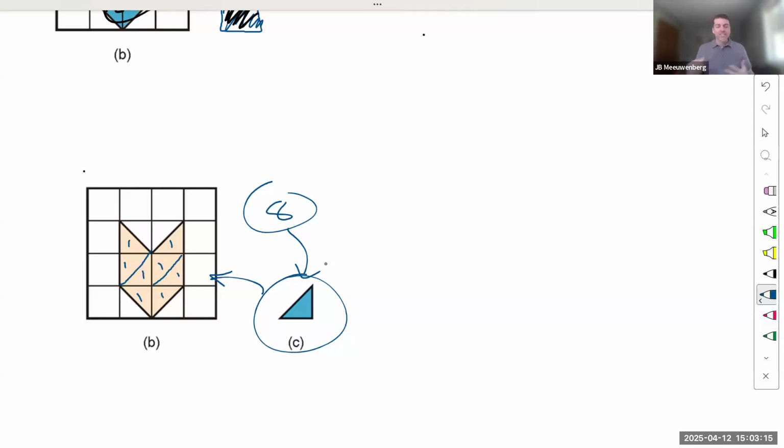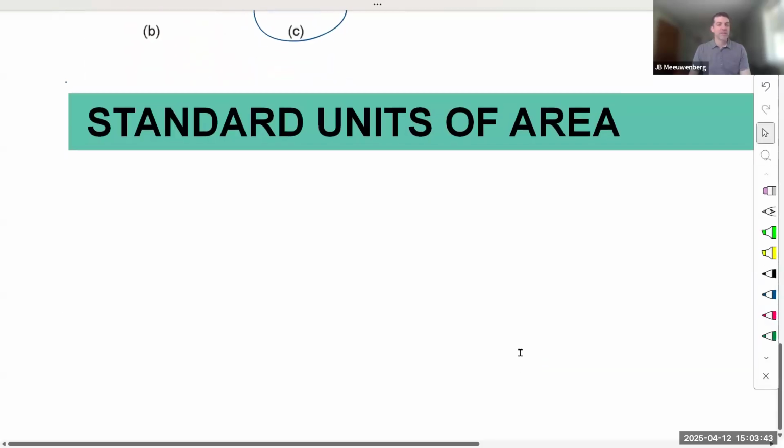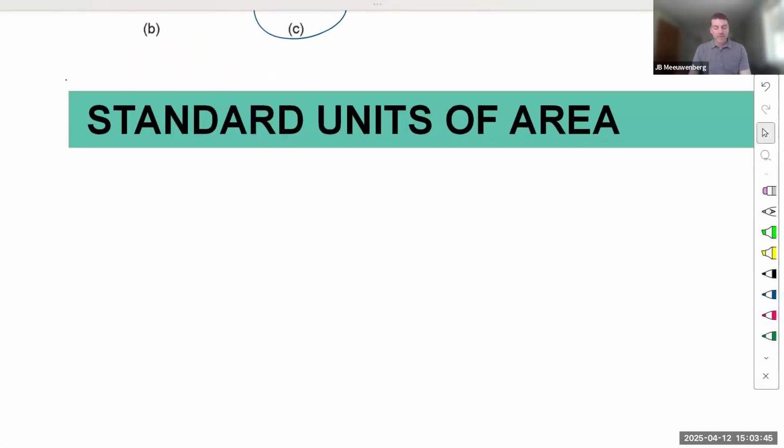So with these non-standard shapes, we can use really anything we want to cover flat space and get some sort of estimate. Historically, we've parceled out land in terms of acres. Over time, different units of area became more standardized. So let's take a look at what some more standard units of area would be.